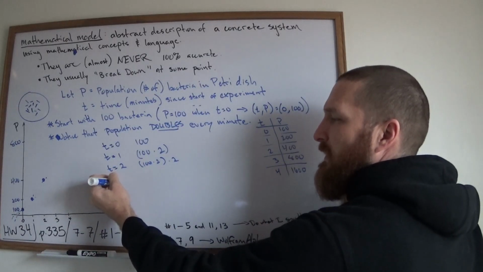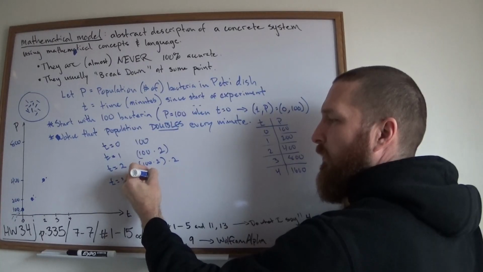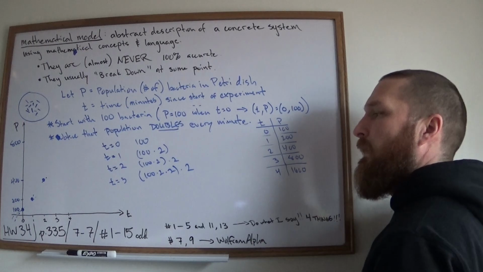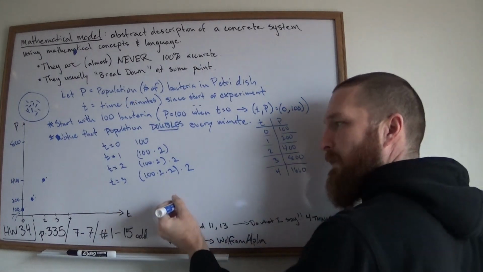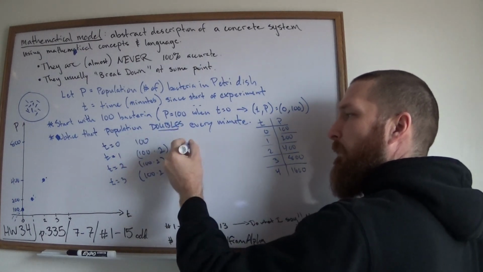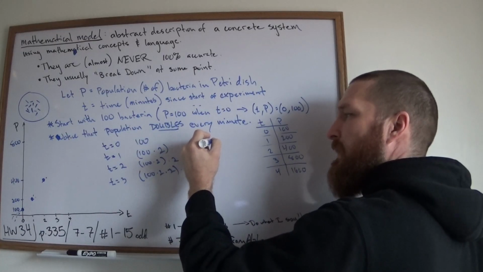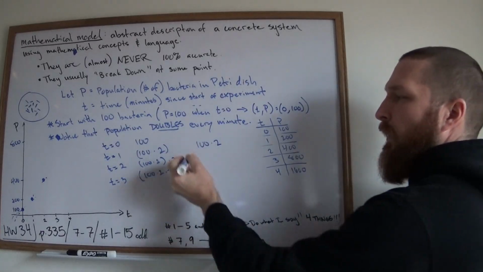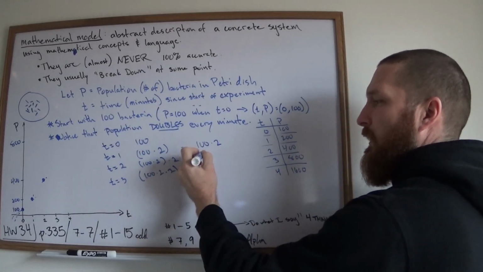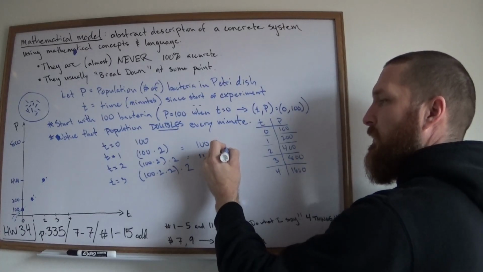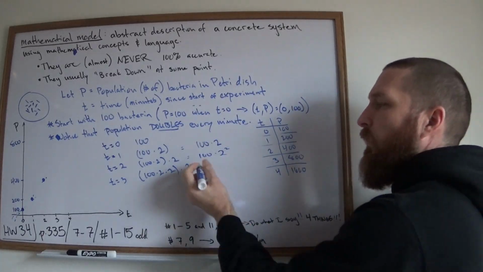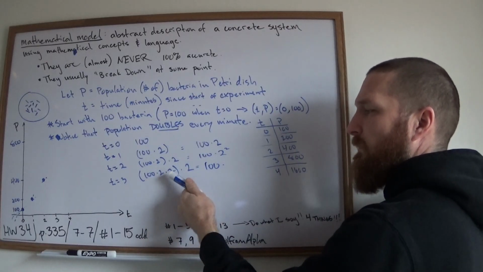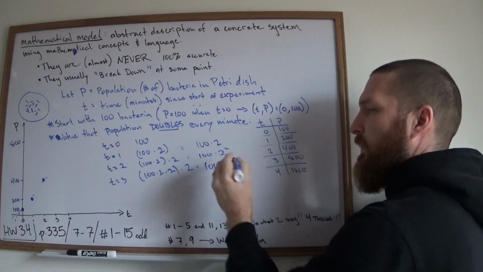Now, when t is equal to 3, we took what we had before, which is 100 times 2 times 2, and we multiplied it by 2. And so on and so forth, right? And so this model, if we clean this up a little bit, we have 100 times 2 when it's 1. We have 100 times 2 times 2, which is 2 to the 2, when t is 2. Here we have 100 times 2 times 2 times 2, which is 2 to the 3.